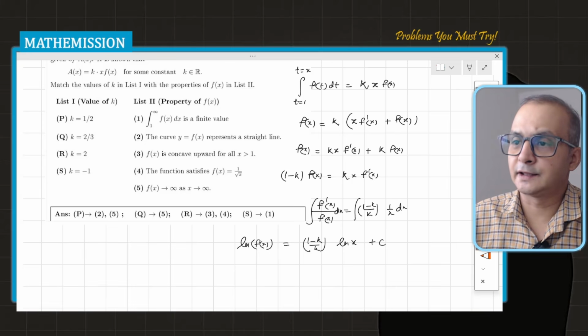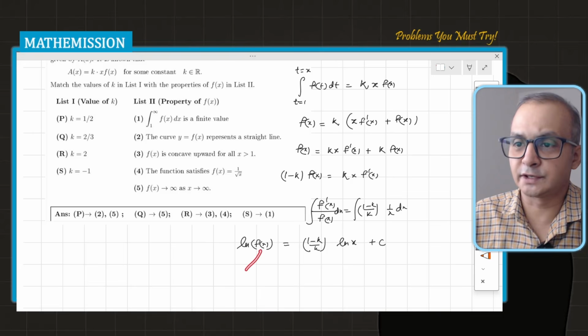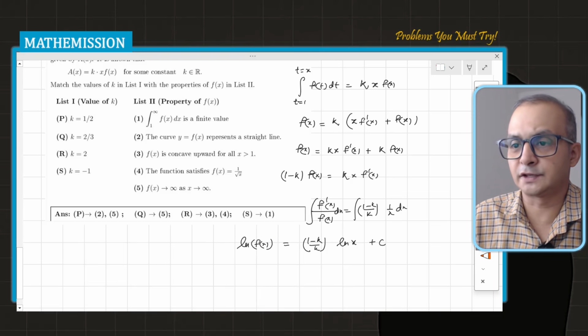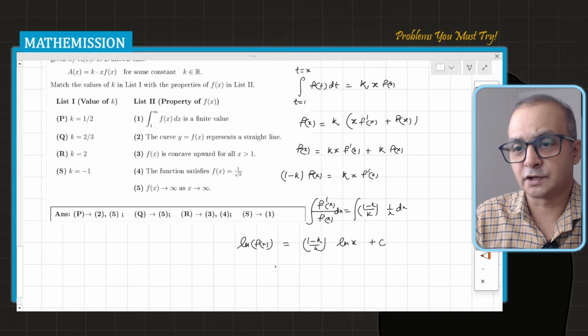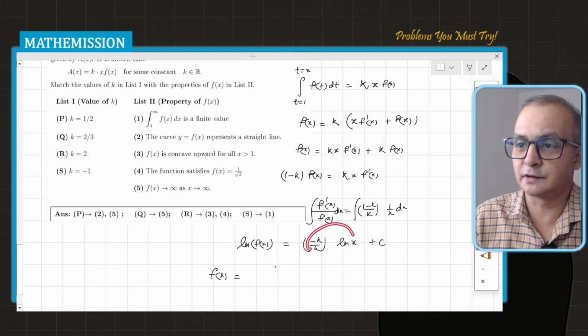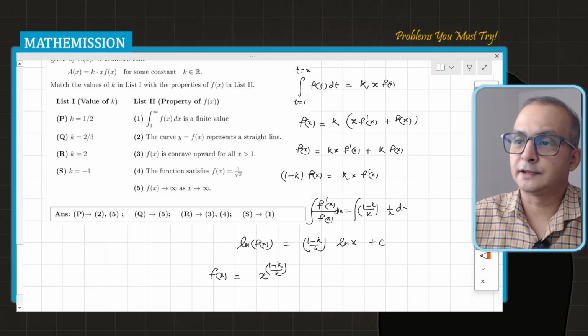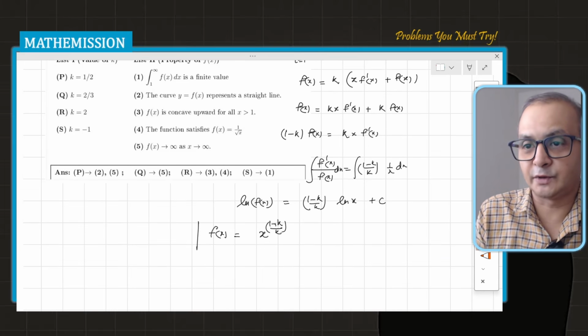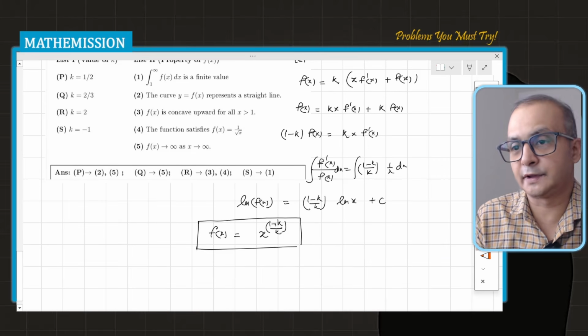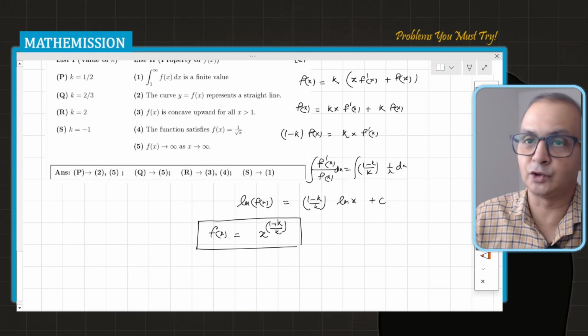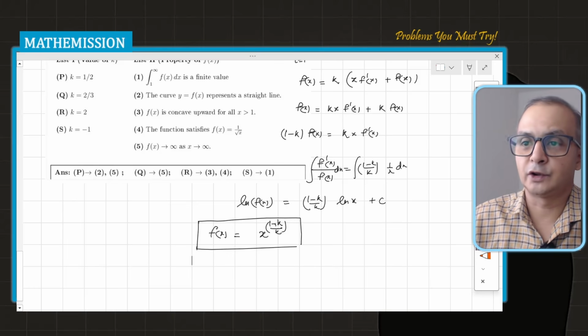It is already said that f(1) is equal to 1. When we substitute x equals 1 there, that is going to be 0, and the other side is also going to be 0, and therefore c is equal to 0. So our function is going to be f(x), and you notice that the log will jump off from here and go to the power, so we get f(x) is x to the power (1 minus k) by k. So this is the general function depending on the parameter k, and the values of k are given in each of the p, q, r, s options. So we are going to use it.